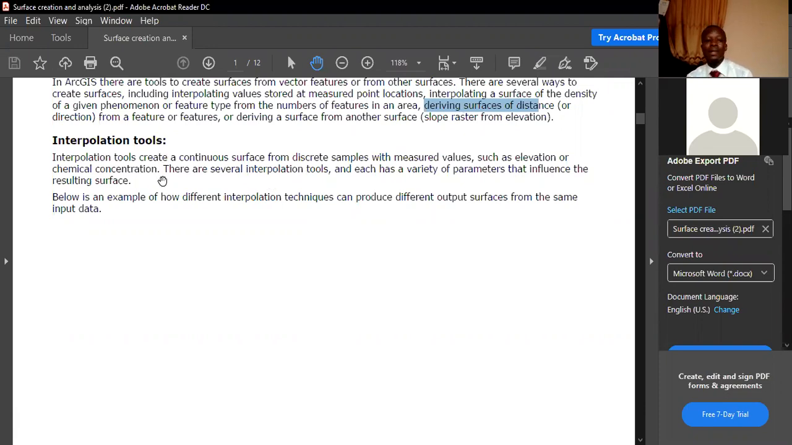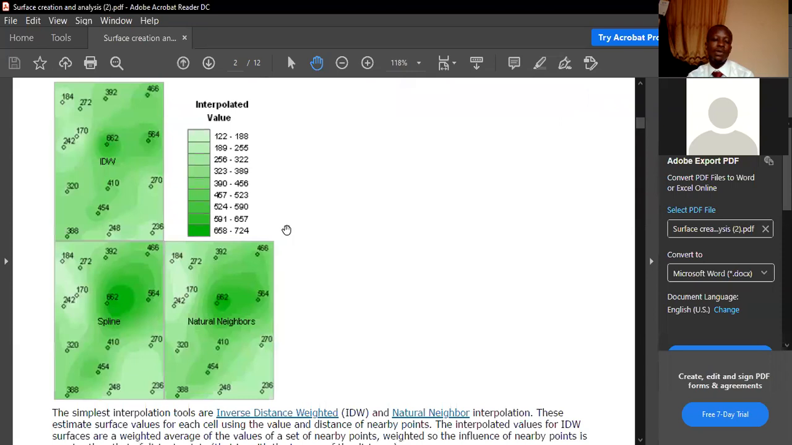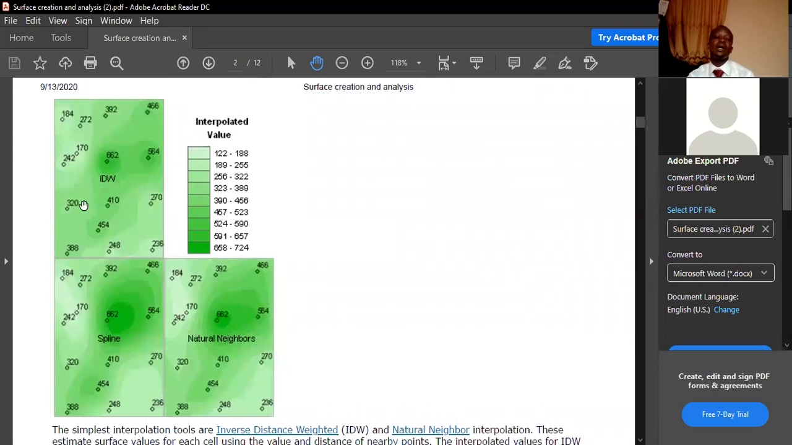Is that okay? But let's read about interpolation a bit. Interpolation tools create a continuous surface from discrete samples with measured values such as elevation or chemical concentration, and of course that is the whole idea. When you look at this picture here, the green background color is the actual surface. Meanwhile, the points are not the surface, but the surface has been created and generated from the points, such that now we have different values across the extent.